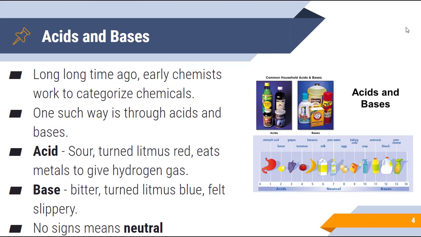Bases, on the other hand, are bitter tasting. It turns litmus paper blue and they feel very slippery. So bases would be things like soaps, cleaners, detergents, bleach, stuff like that. If there were no signs of this, it meant that it was neutral, that it was neither an acid nor a base. And you probably know that the most common neutral substance that's found on planet Earth is water.